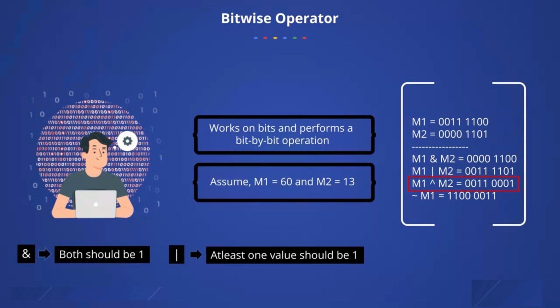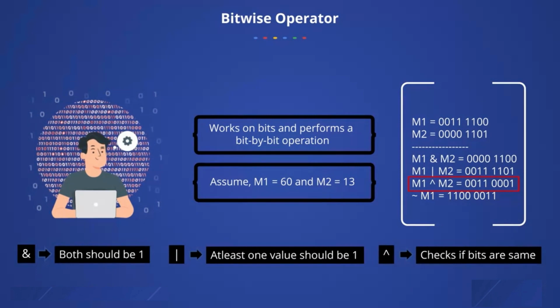Similarly, this is exclusive OR. You have to look at the XOR table to figure out how it works. But the same formula applies where it checks the bits. In the case of XOR, it just checks whether the bits are similar or not. If the bits are the same, it will give us 0. If the bits are dissimilar, then it will give us 1.